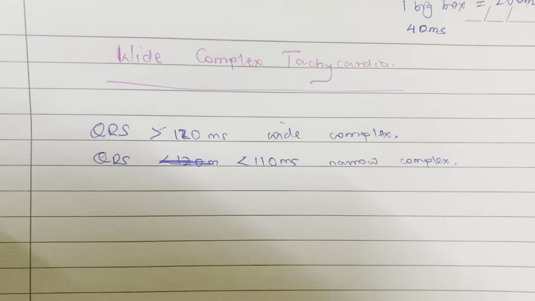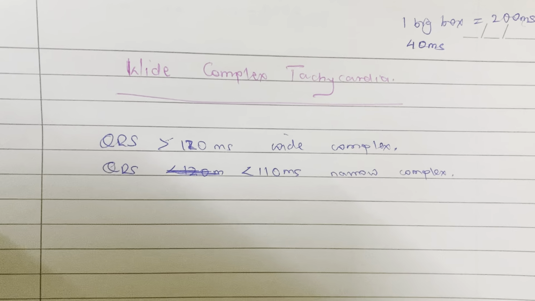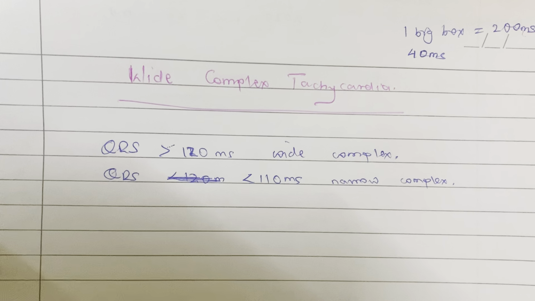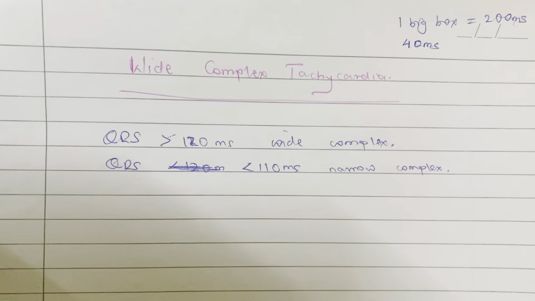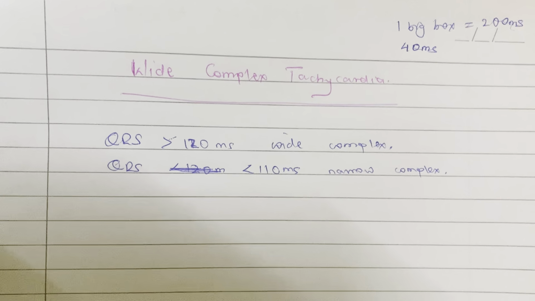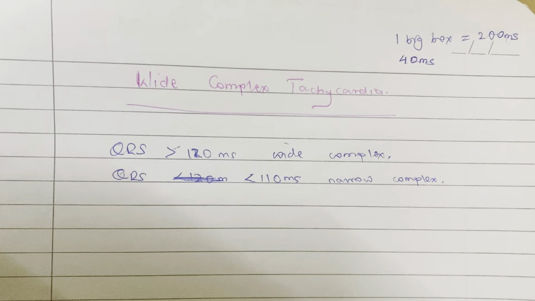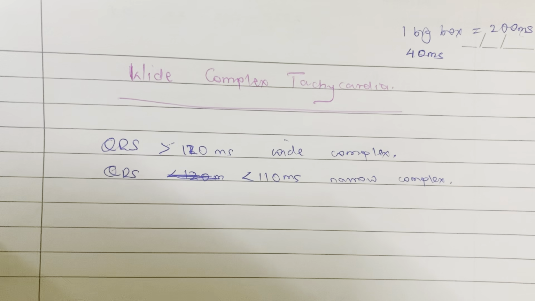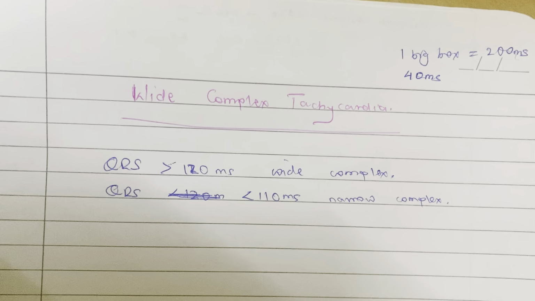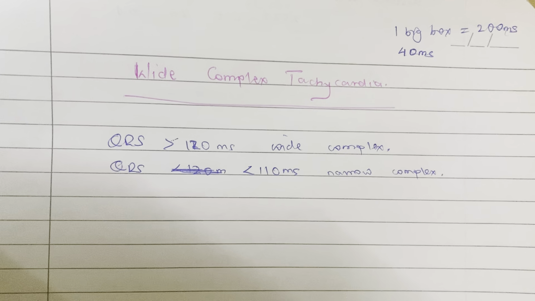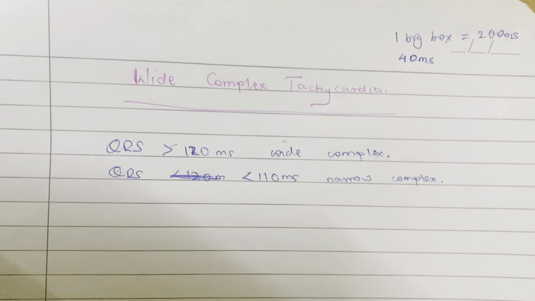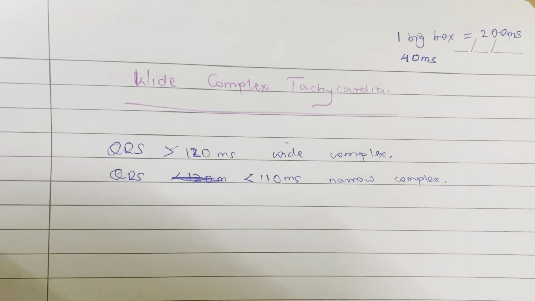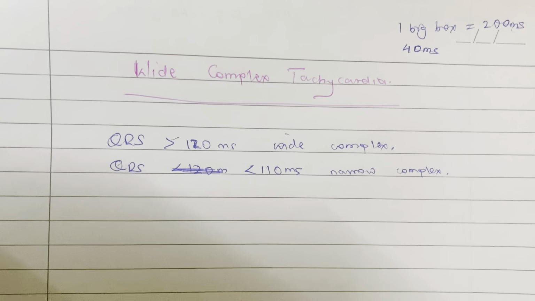In narrow complex tachycardia, we said the impulse originates from the atria or AV node. From atria or AV node for AV node dependent tachycardia, not necessarily originating from the AV node, but it is dependent because it forms a re-entry circuit around the AV node. So that one was narrow complex tachycardia, always from up.